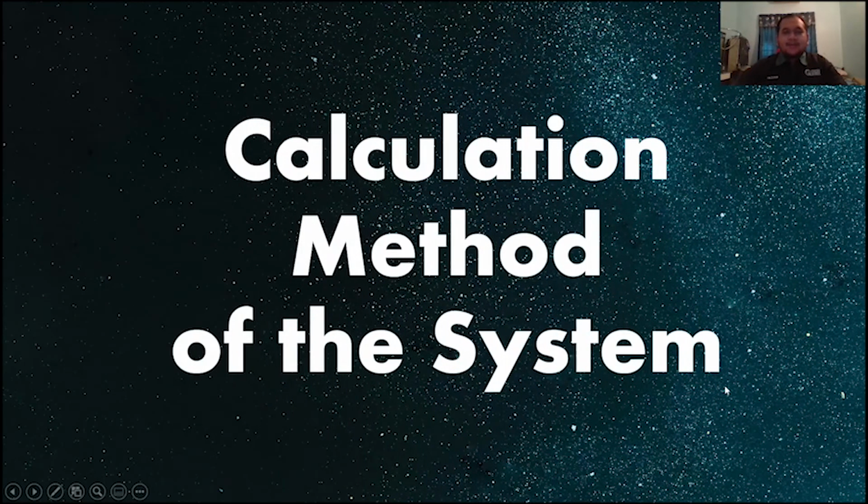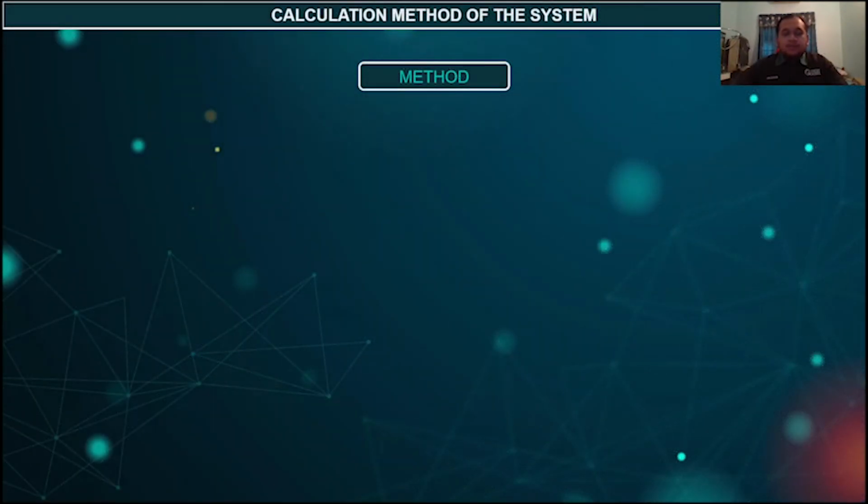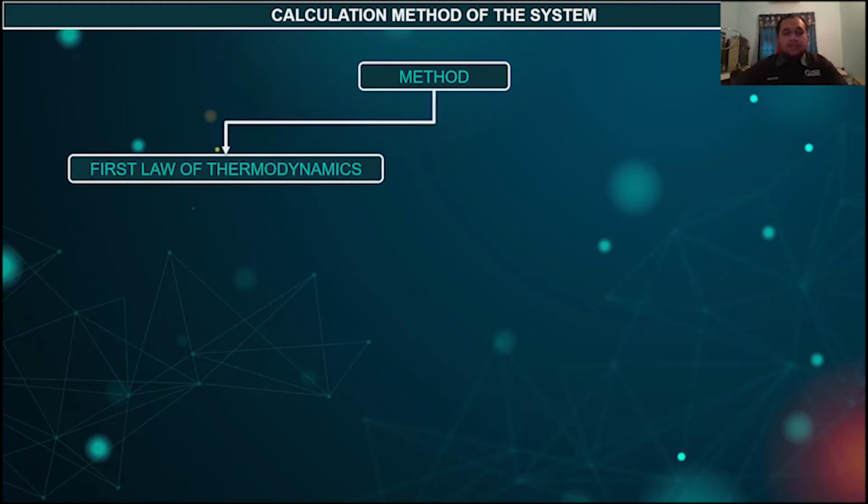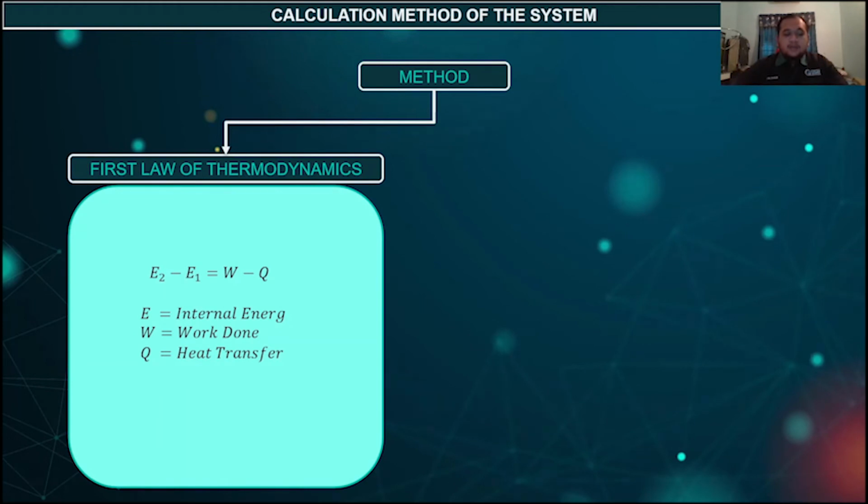Thank you. Hi, Assalamualaikum. My name is Ahmad Zulhilmi, and I will cover the calculation method of the system. For the calculation of the system, two methods are used. The first one is the first law of thermodynamics. The first law states that the change of the internal energy is equal to the difference of the heat transfer into the system and the work done by the system. As you can see in the equation, E2 minus E1 is equal to W minus Q, where E stands for internal energy, W stands for work done, and Q refers to the heat transfer.